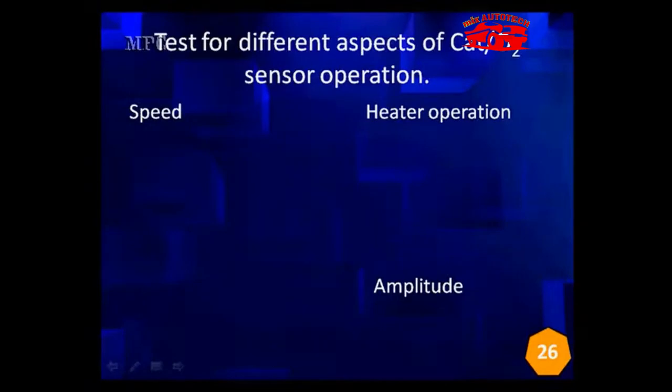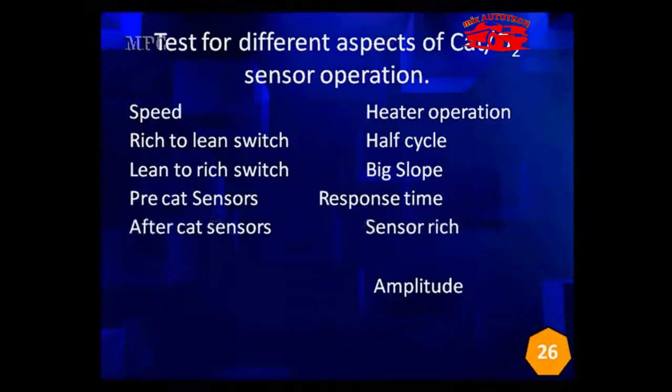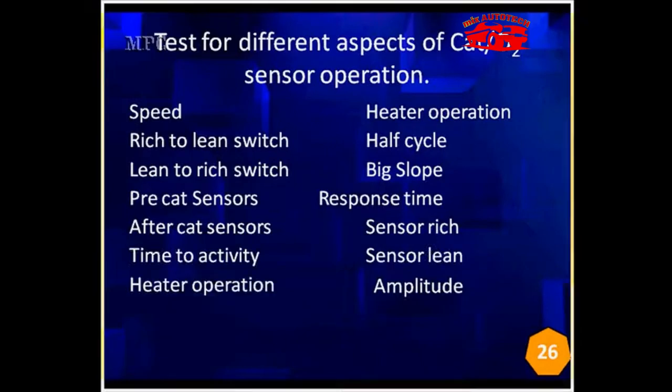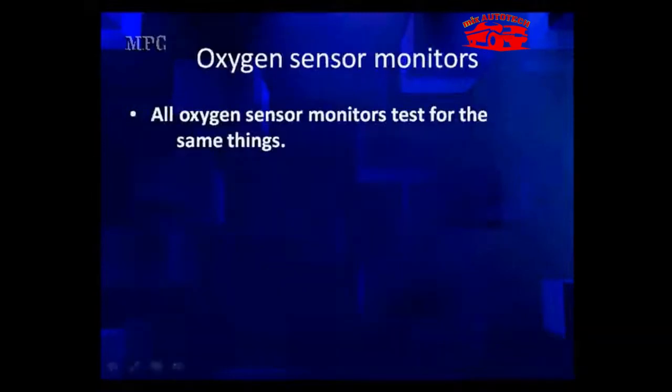What we're going to be looking for is speed, heater operation. We're going to look at time, rich to lean switch times, half cycles in some manufacturers, lean to rich and big slope in some manufacturers, pre-cat heaters, pre-cat sensors and response time, after-cat sensors and response time, sensor stuck rich, time to activity, sensor stuck lean, heater operation, and the amplitudes. A ratio of allowed switching times is also used at times.